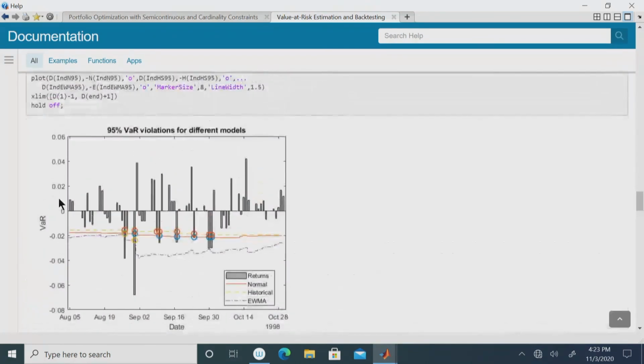So, in this period, the ones which are in bars, these gray colored boxes, are the actual values, and the graph in golden dotted lines is the historical data. Then the orange line is the VAR graph using the normal distribution, and finally, we have the purple dotted lines which are for the EWMA. So, these three graphs are essentially the same graphs that we had seen earlier when we were discussing each of the individual methods.